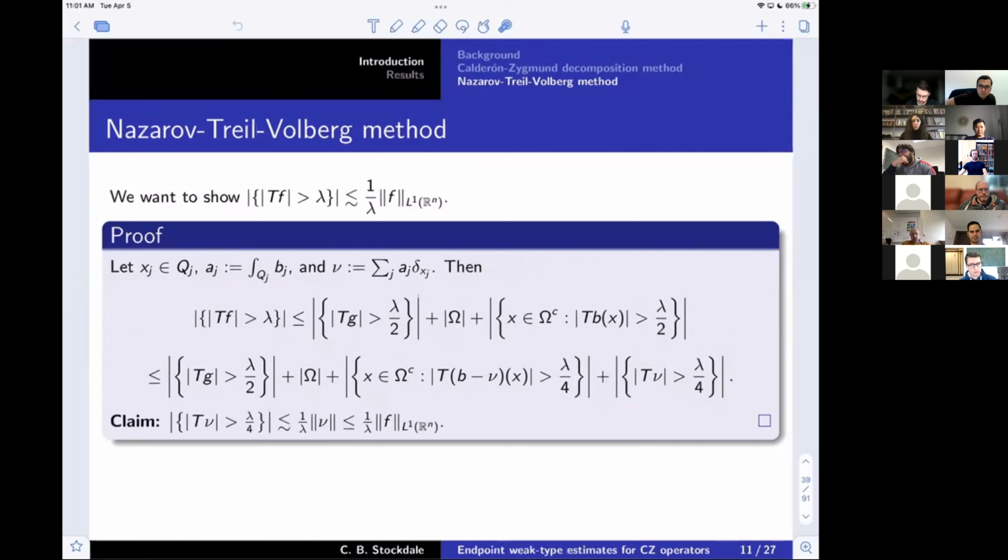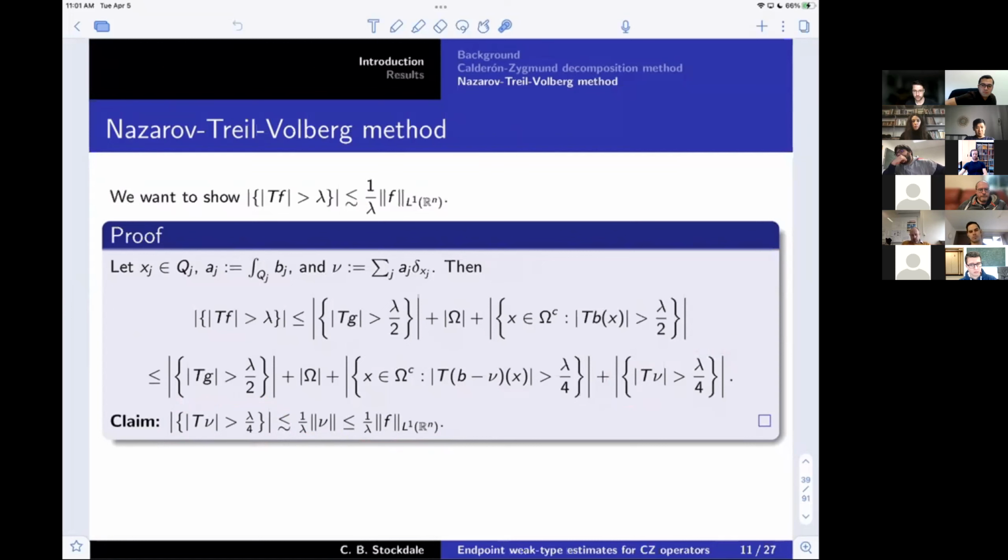Dirac masses. So we claim that this is true, that you can actually bound this above by 1 over lambda times the total variation of nu, which by construction is going to be less than or equal to 1 over lambda times the L1 norm of f, which would allow us to complete the proof. Now, I wrote this as a claim.